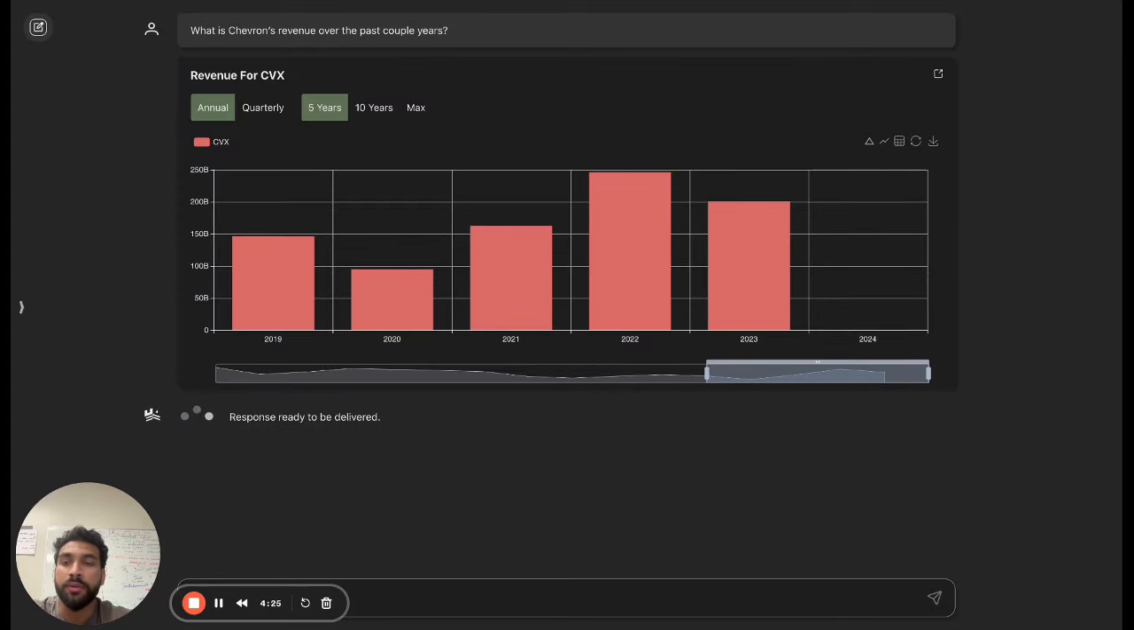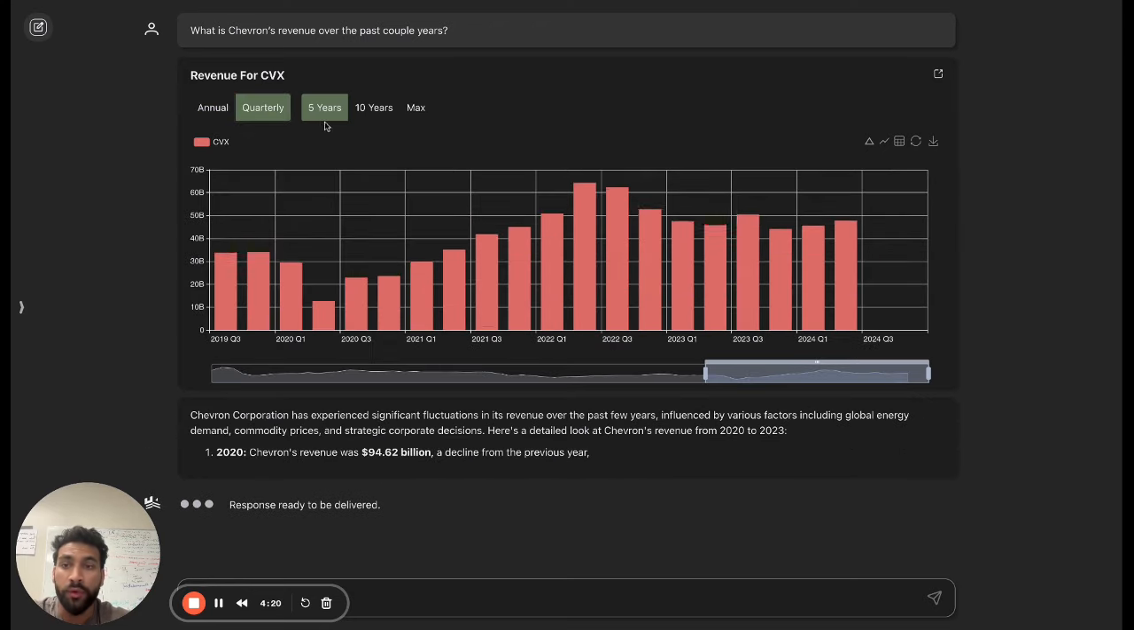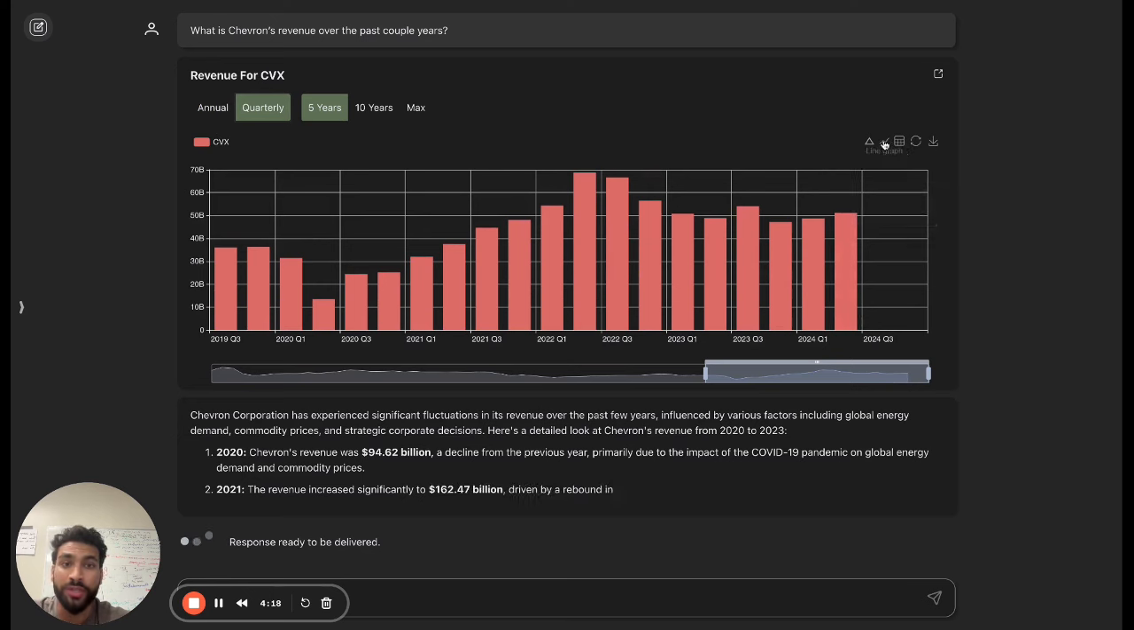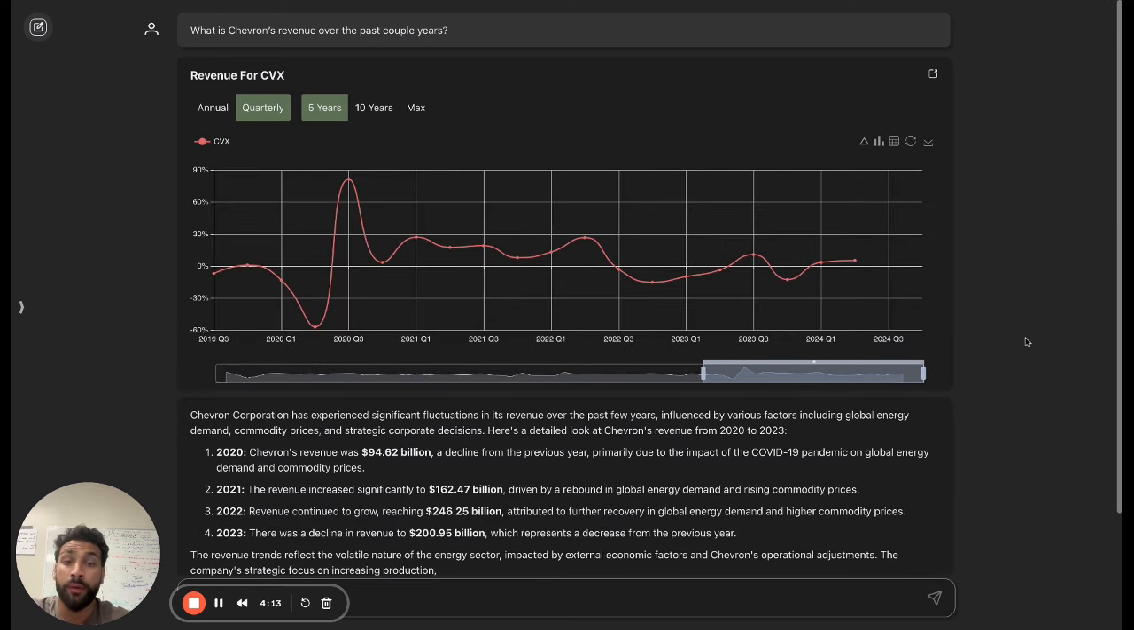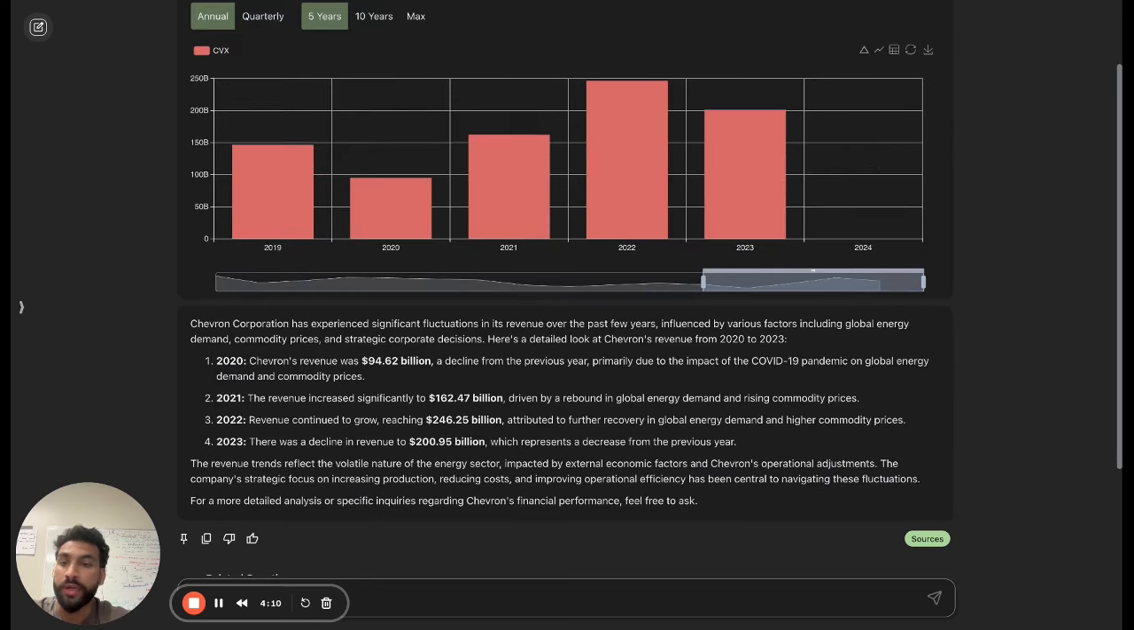So Castello is able to give us a graph response where we're able to see the revenue annually, quarterly, over the past 5 to 10 years. We can change the format of the graph, play with some of the features of the graph, percentage change, however you see fit, as well as it gives us a breakdown from 2020 up until now, what the revenue was, and if it increased or decreased. And via smart bolding, we're able to see what we want to see right away.